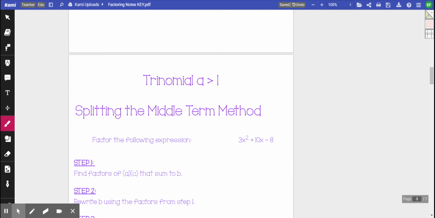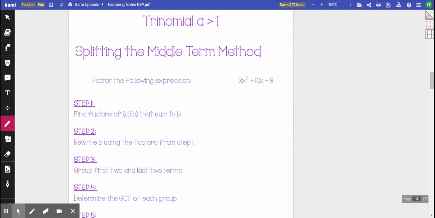The next factoring technique we're going to go over is a trinomial with a greater than 1. So recall that a is the first term. So in this expression here, 3 is your a value. Since 3 is greater than 1, we can use the splitting the middle term technique.